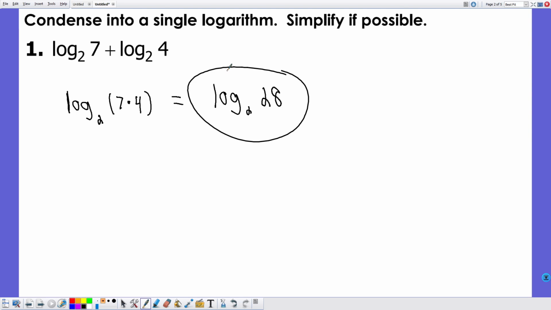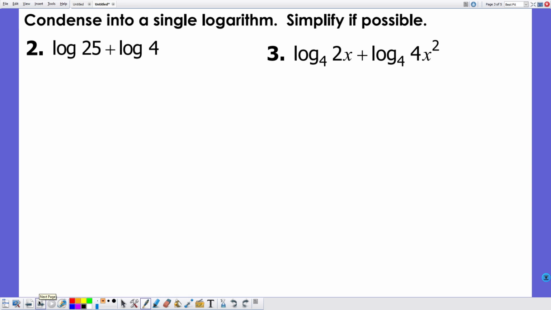Let's go on and try a couple more examples. In part 2, we have the log of 25 and the log of 4. They have the same base because it's base 10, the common logarithm. So just combine them together. Log of 25 times 4, which can be simplified to log of 100, since 25 times 4 is 100.